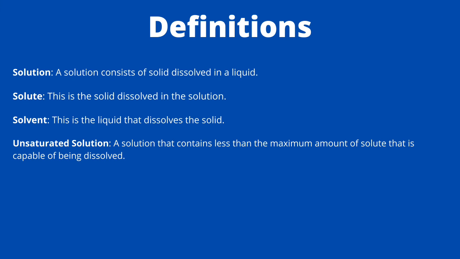Before we end the video, here are some important definitions for your own reference. A solution consists of a solid dissolved in a liquid. A solute is the solid that is dissolved in the solution. A solvent is the liquid that dissolves the solid. An unsaturated solution is a solution that contains less than the maximum amount of solid that is capable of being dissolved. This means that if any more solute was added to an unsaturated solution, the solute would dissolve in the solution.